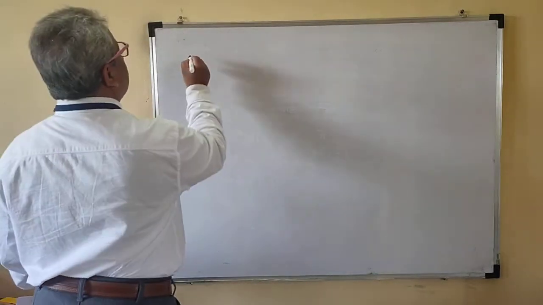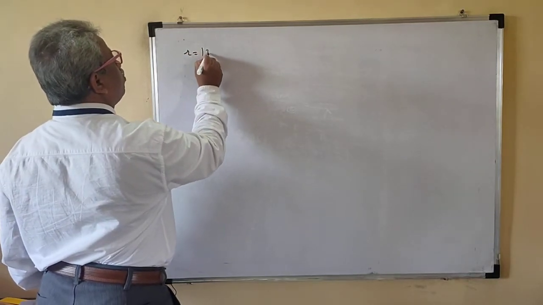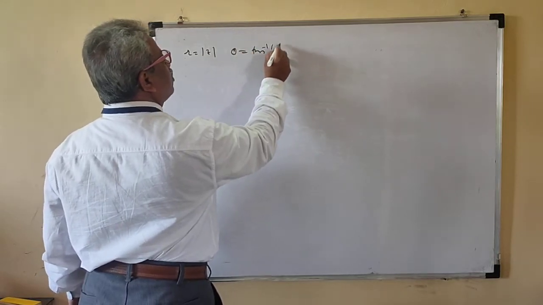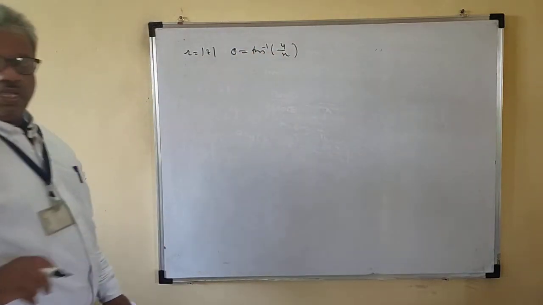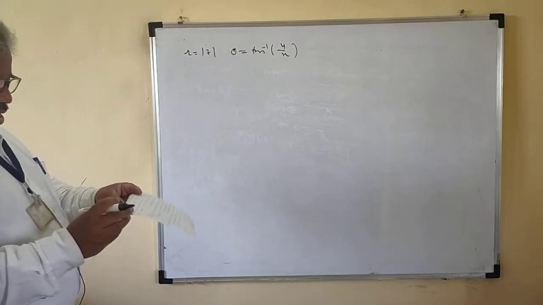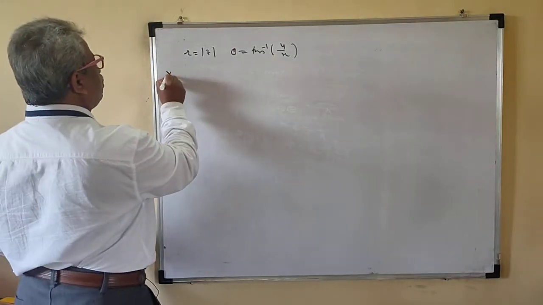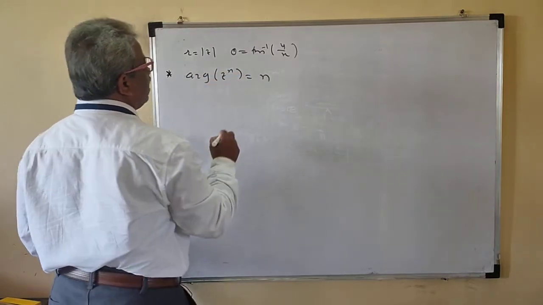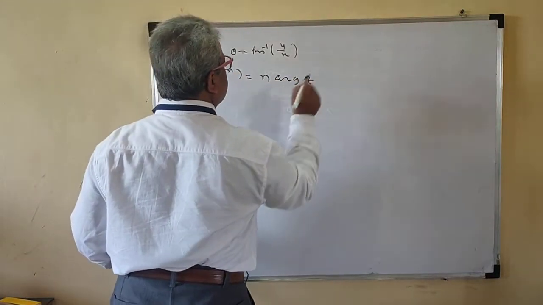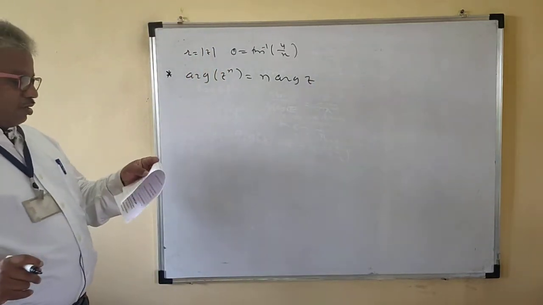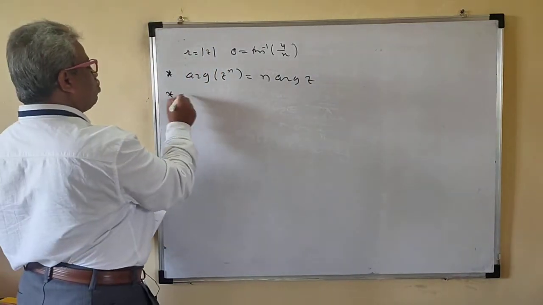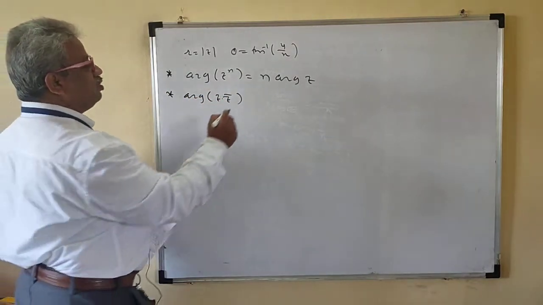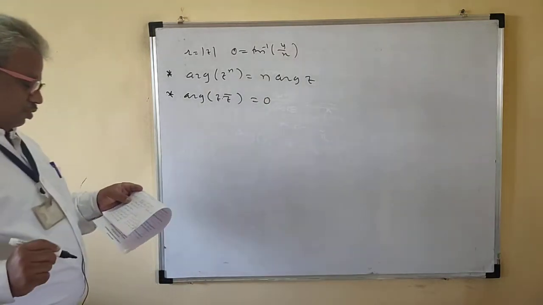So r is equal to mod of z, and theta is tan inverse of y by x, the argument of z. One thing you should remember, that argument of z to the power n is the same as n into argument of z. Remember this as a formula. So this also you should remember: argument of z into z bar is 0.